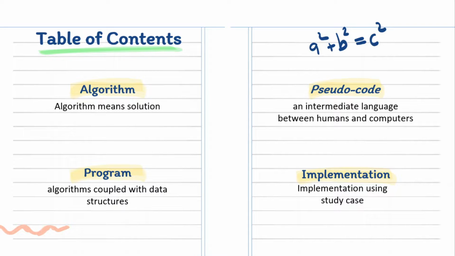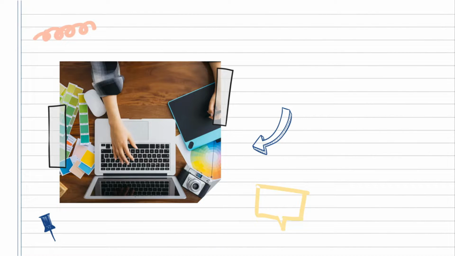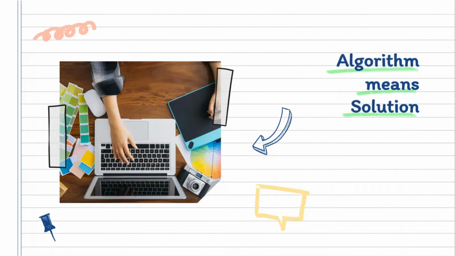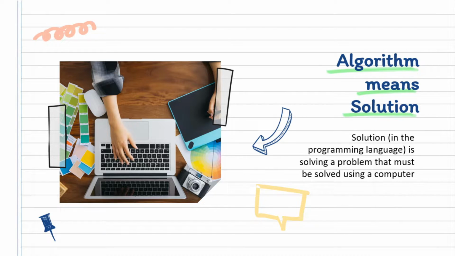Okay, our first discussion regarding about what is algorithm. Algorithm means solution. Solution in the programming language is solving a problem that must be solved using a computer. Solution is the steps that are needed to solve a problem. Therefore, the algorithm is the core of programming. The algorithm must be made successively, so the computer can understand and execute the programs that have been created correctly.